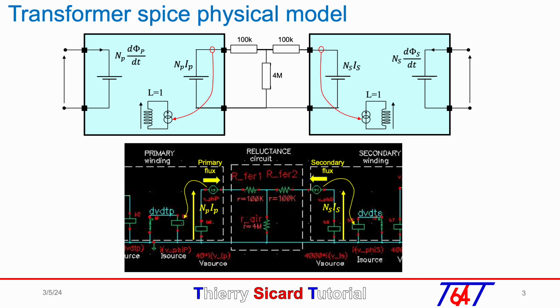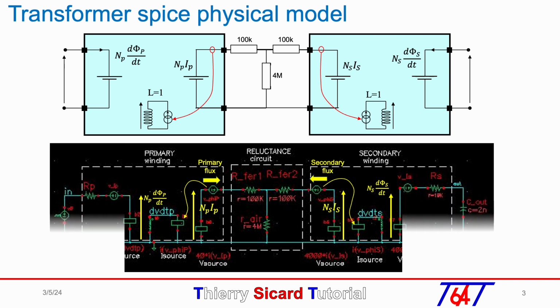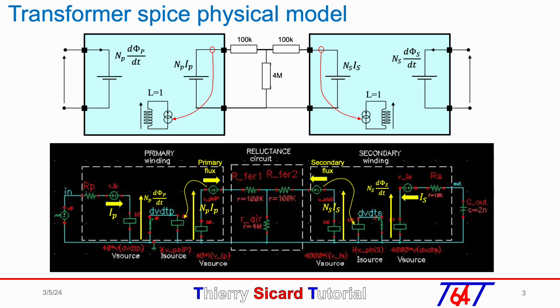This current is copied to drive a 1 Henry inductance to get the d phi over dt, noted dV dt P for the primary side and dV dt S for the secondary side. Those voltages are multiplied by NP and NS respectively for primary and secondary side. Both zero voltage sources measure the primary and secondary current to provide the data NP-IP and NS-IS.